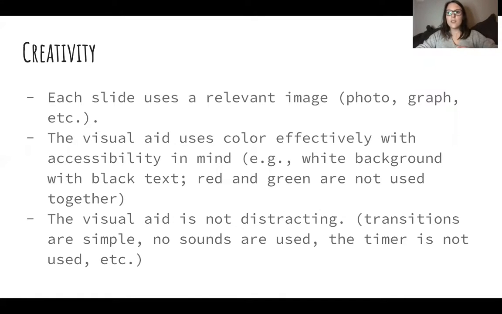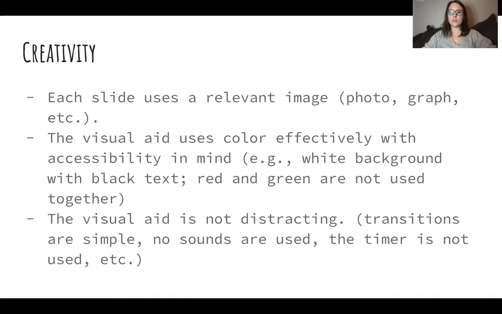You need to have relevant images, whether that's a photo, a graph, a chart, whatever. It needs to be relevant to what you're talking about. Making sure there's color that's used effectively, with accessibility in mind. So making sure like white background, black text. You don't want to use clashing colors or colors where you have to think about audience members might be colorblind, and so they can't see certain colors. And so maybe staying away from the reds and greens and colors that people commonly have a hard time seeing, especially if they're colorblind.